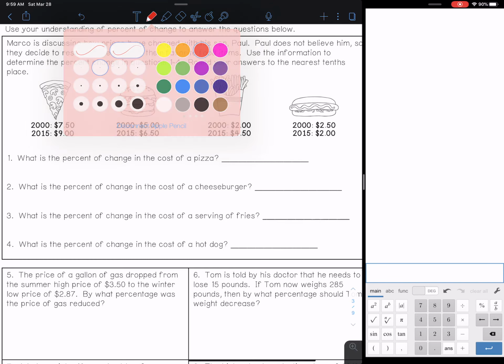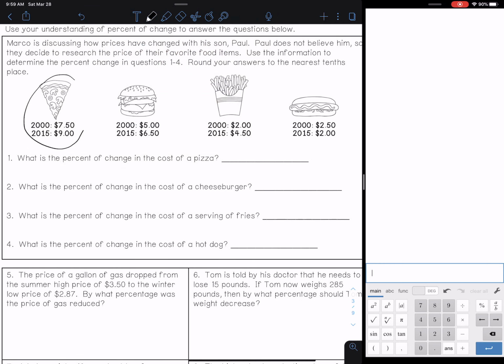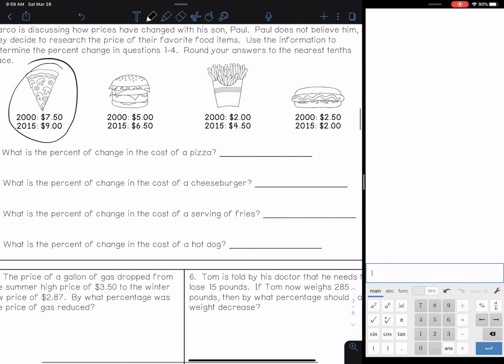So the first one is the pizza. Again, percent of change equals the change divided by the original. Well, how much did it change by? 9 minus 7.50 is going to be $1.50. How much was the original? The original was 7.50.